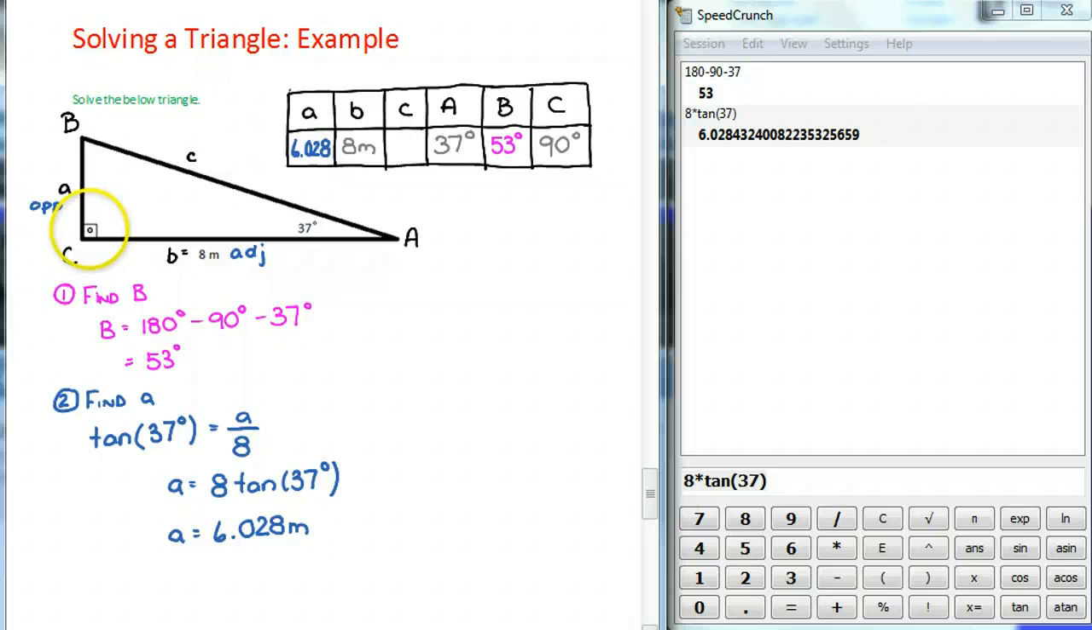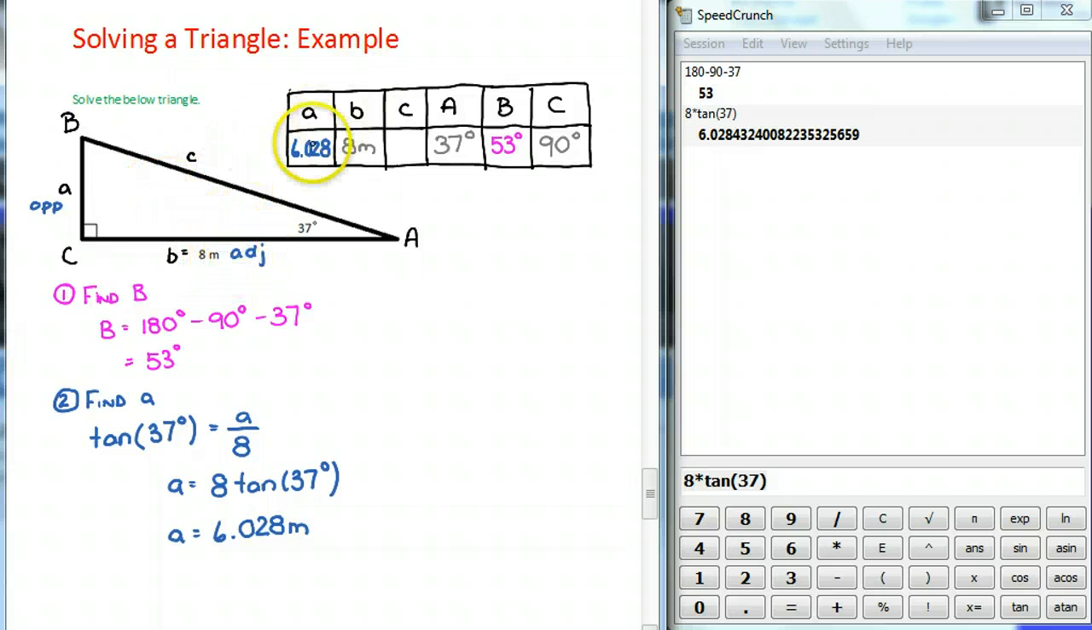Often students will learn that across from the 90-degree angle is the longest side. The hypotenuse is the longest side of the triangle. But we can actually extend that rationale. The largest angle is opposite the largest side, the smallest angle is opposite the smallest side, and the middle angle is opposite the middle side.